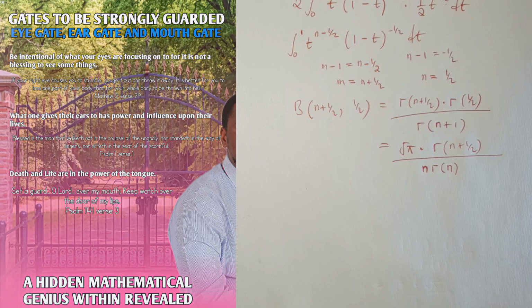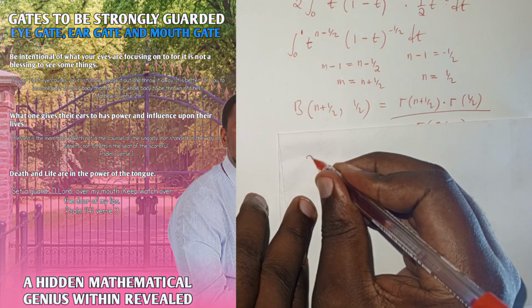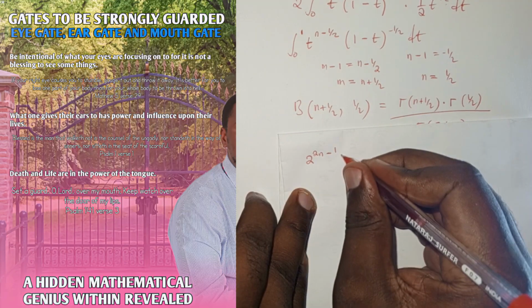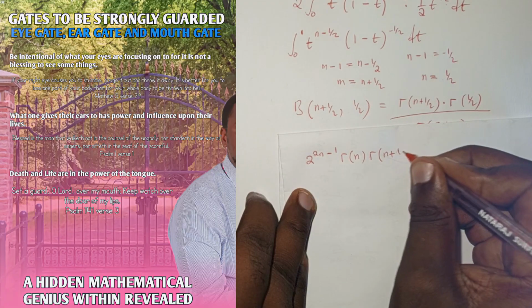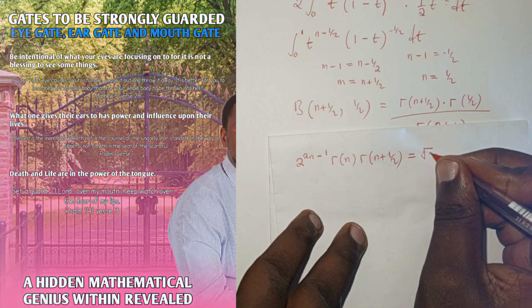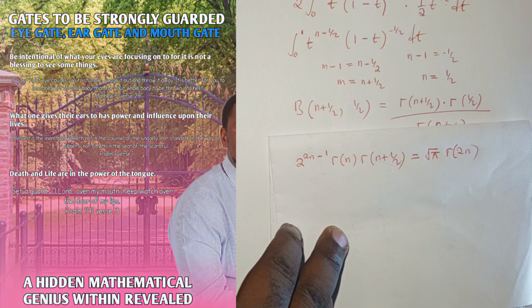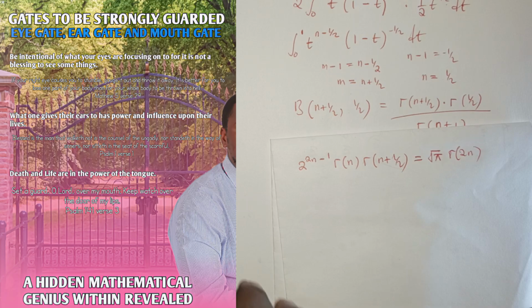And I believe you remember the definition of the duplication formula. It goes like this: 2 to the power 2n minus 1, gamma of n, then gamma of n plus 1 over 2, is equal to square root of pi, then gamma of 2n. So this is the duplication formula of the gamma function.